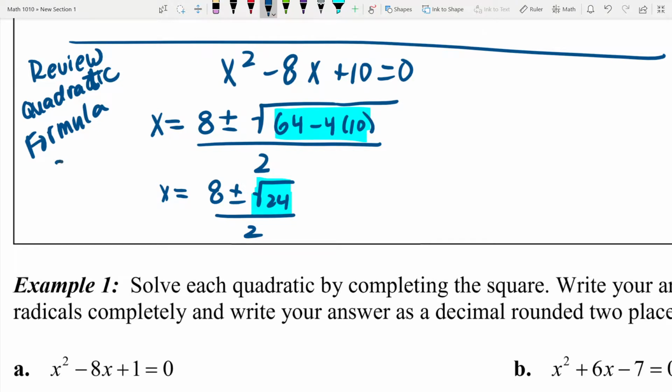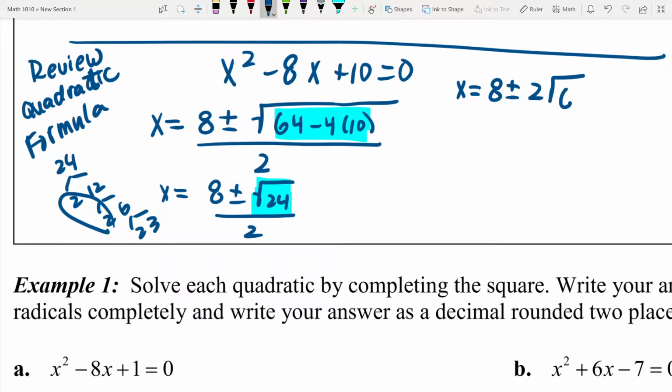But what you can do is break your 24 down. 24 is 2 times 12, 12 is 2 times 6, and 6 is 2 times 3. So these two 2's come out as a single 2. Now you have x equals 8 plus or minus 2 square root of 6 all over 2.